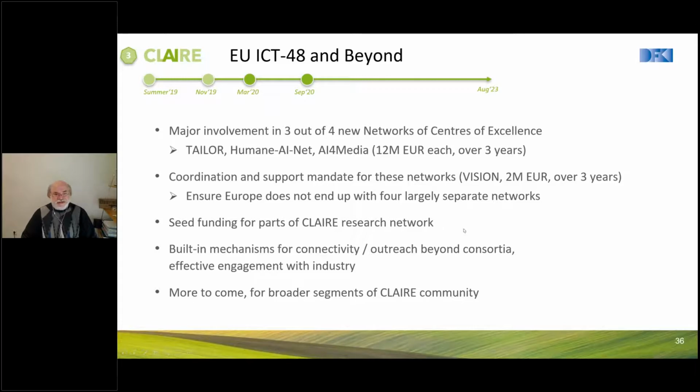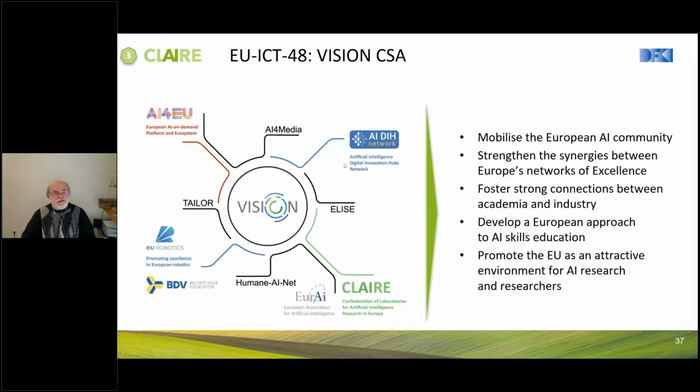So we're very strongly here, and this is maybe the best picture of how this all fits together. We have these 4 networks: AI for Media, Taylor, Humane AI Net, and Elise. We have CLAIR and EuroAI, which is on the organizational side. We have the EU Robotics BDVA, with whom we do a lot of the PPP for AI activities that are currently being discussed. We have strong links to the AI for You, which builds these European AI platform.